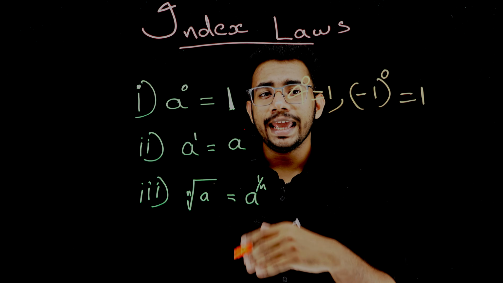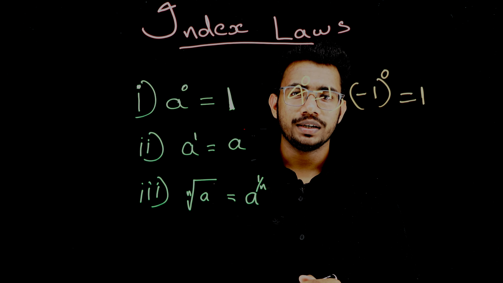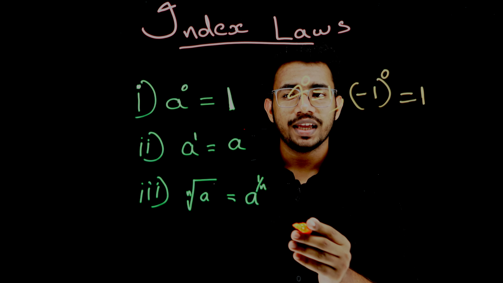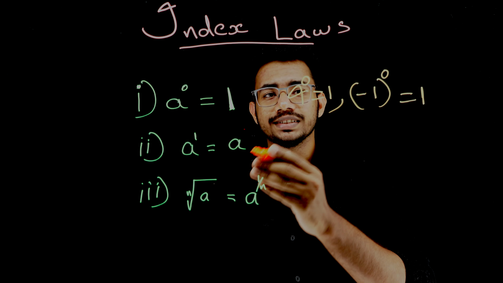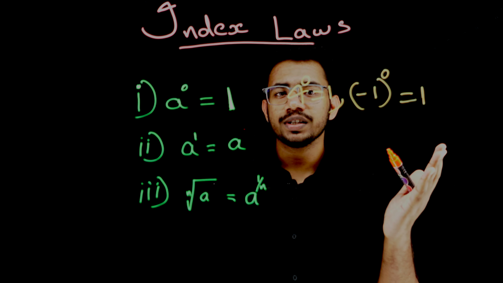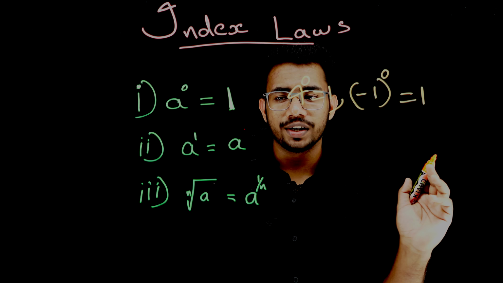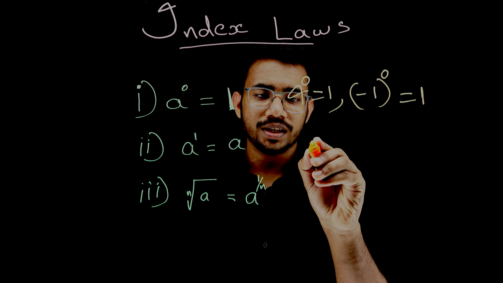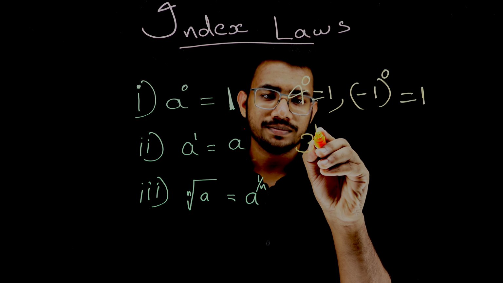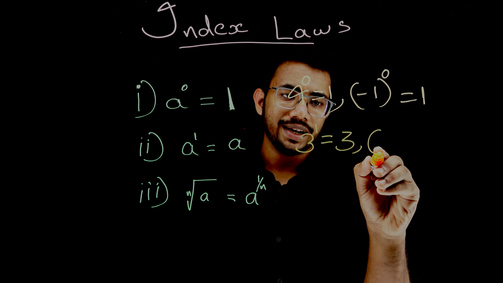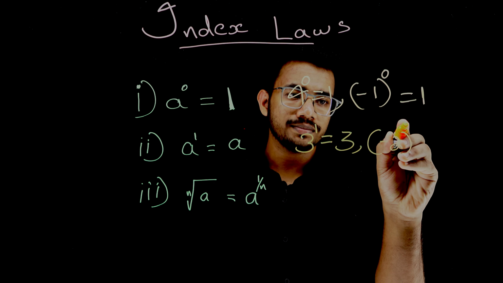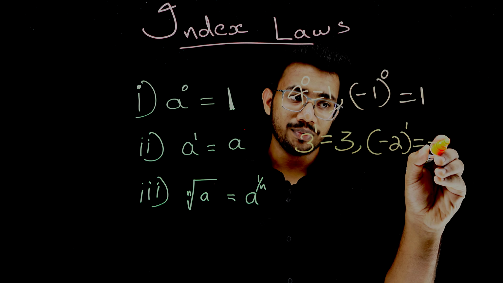Now the second one, a to the power of 1 equal to a. That means any number to the power of 1 will always give me the exact same number itself, the same for positive as well as negative. For example, 3 to the power of 1 is equal to 3 itself, or negative 2 to the power of 1 is also equal to negative 2.